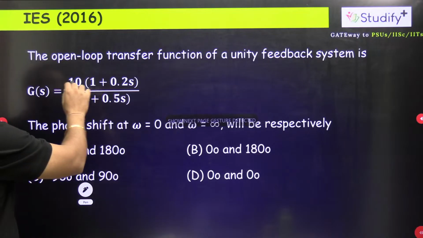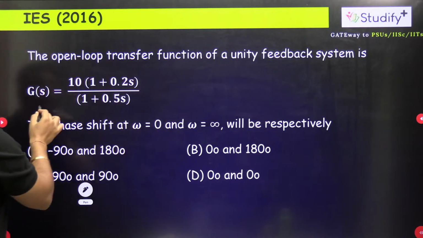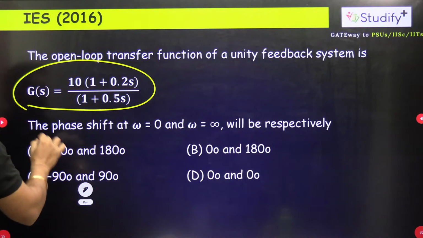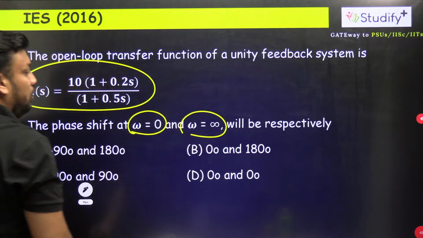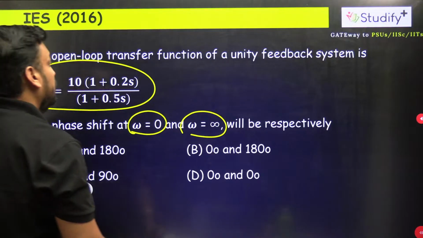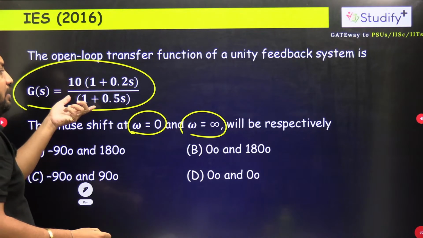Very good question. Open loop transfer function of a unity feedback system, an engineering services question. This G(s) value is given to you. We need to find out the phase shift at omega equal to 0 and at omega tends to infinity also. So first of all, how to write the angle equation?